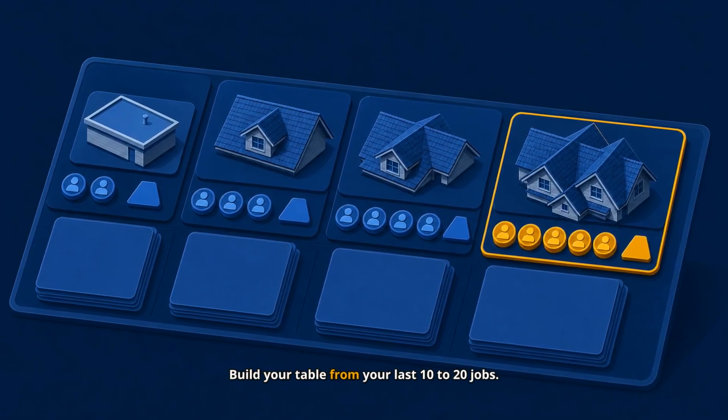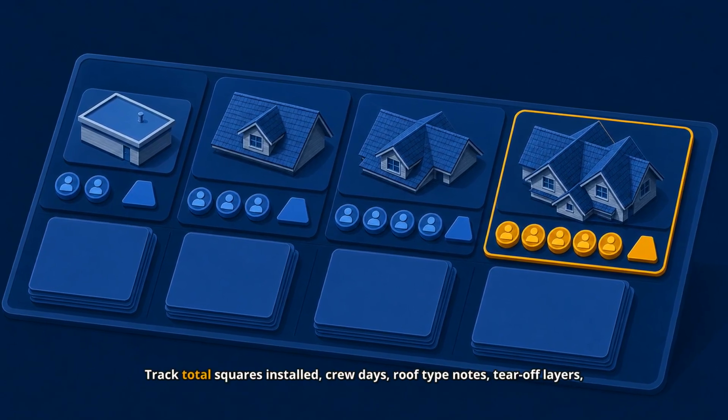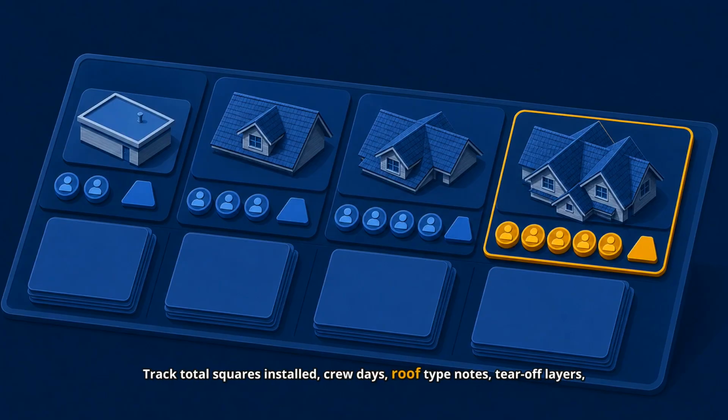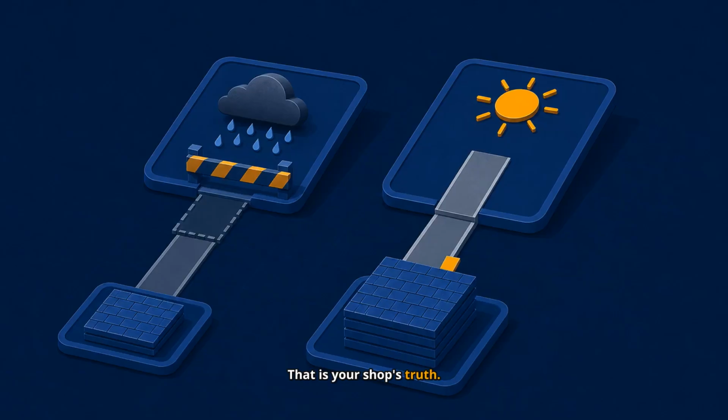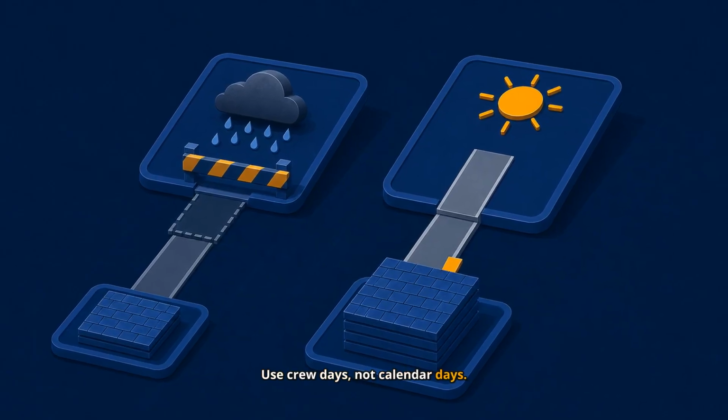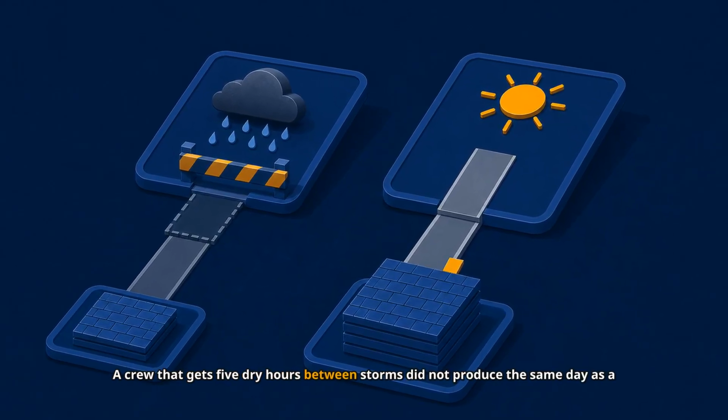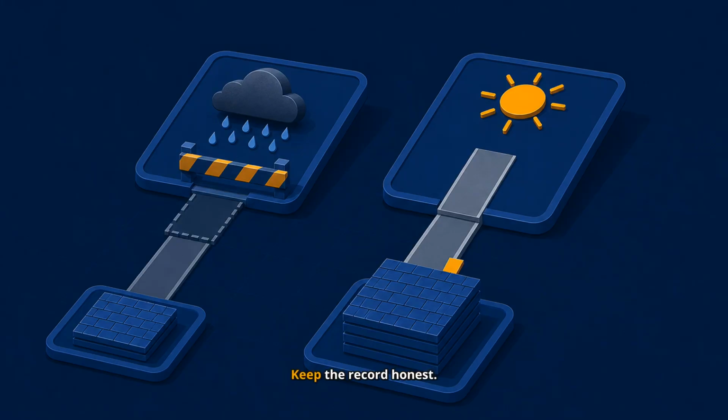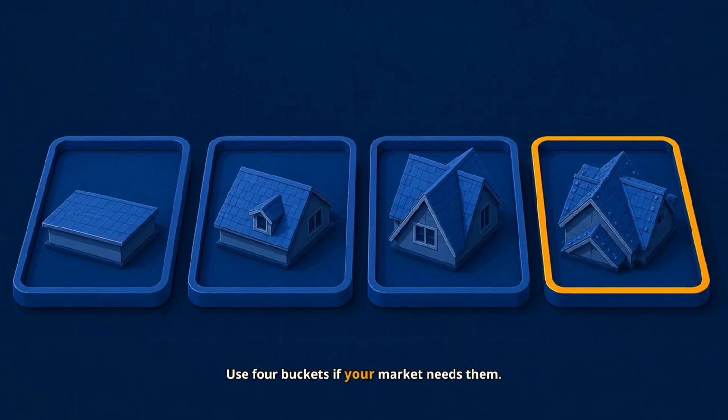Build your table from your last 10 to 20 jobs. Track total squares installed, crew days, roof type notes, tear-off layers, deck work, access, weather, and any slowdown. That is your shop's truth. Use crew days, not calendar days. A crew that gets 5 dry hours between storms did not produce the same day as a clean 10-hour run. Keep the record honest.